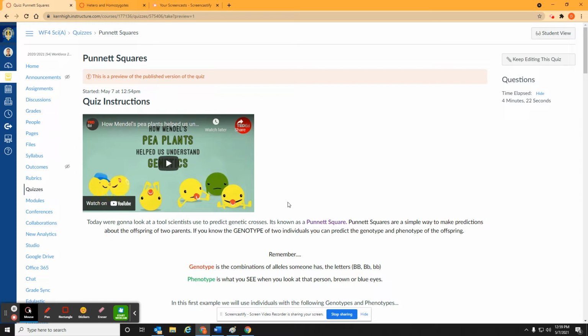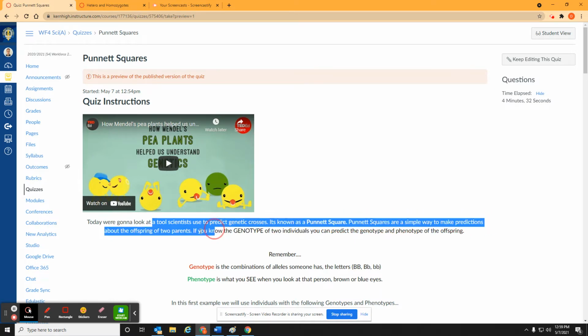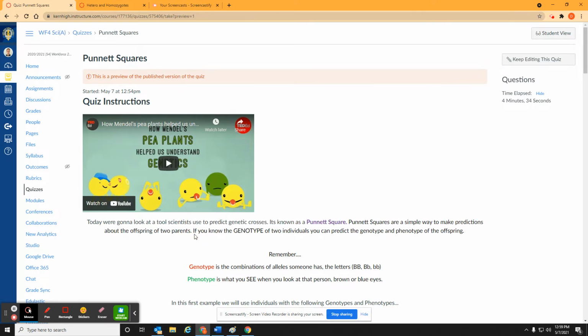But let's take a look at Punnett squares first. So Punnett squares are a tool scientists use to predict genetic crosses. They're a simple way to make predictions about the offspring of two parents. So we're going to take two fictional parents and say what would happen if these two had a baby. So if you know the genotype of the two individuals, we can make these predictions. So we got to know the genotype, not just the phenotype.